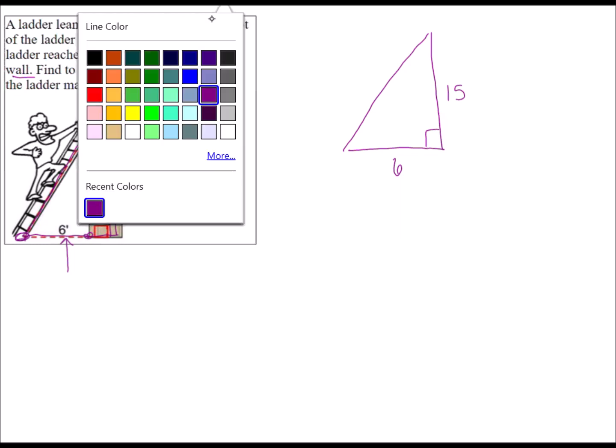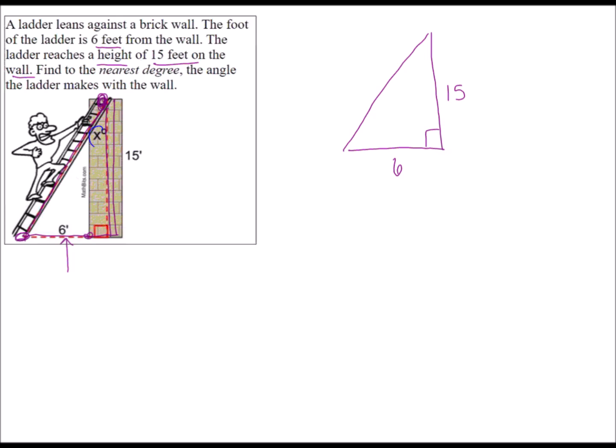Then we have to talk about, well, what is it we're trying to find? Now they put an X up here for you to let you know that's what you're trying to find. But you need to be able to read these and know which one it's talking about if you're finding an angle. It says to find the angle that the ladder makes with the wall. That's important because we've got two angles, this one right here, and of course that one right there. The only angle that's touching the wall is that one right there. So this has to be what we're solving for.